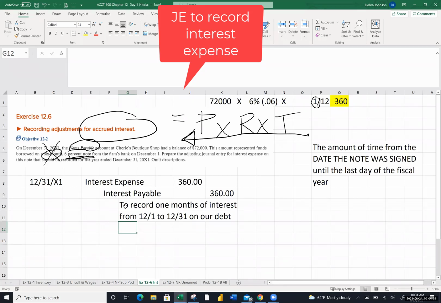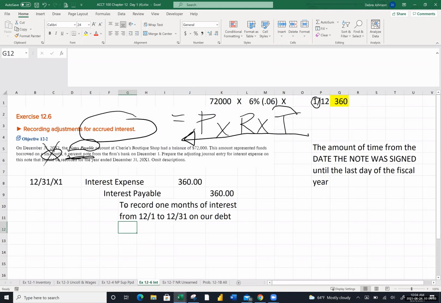Okay, principal times rate times time, and time is what confuses students. They'll want to look at that 6-month note and somehow work that into the calculation. That's not the way interest works.